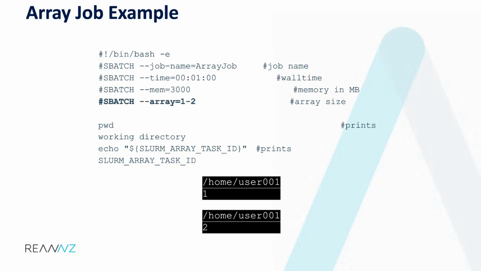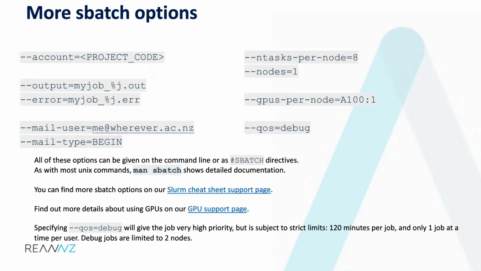It is worth also noting that each array iteration will produce its own output files. And so if you have an array of 1,000, you're going to get 1,000 different output files. And so you may need to work on compiling all that data together after the fact. Let's take a look at some more sbatch options that you may want to use.